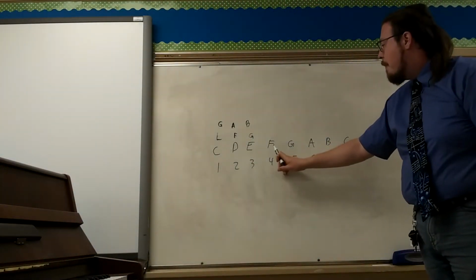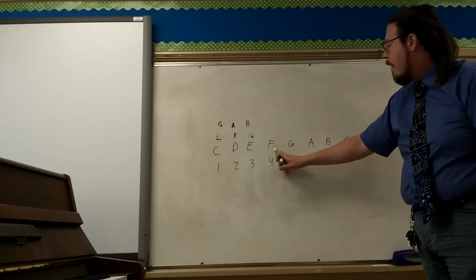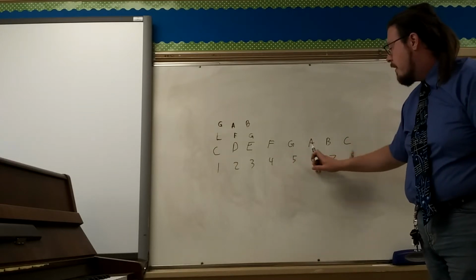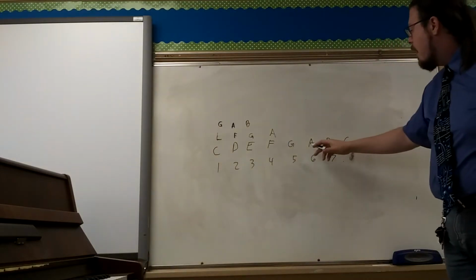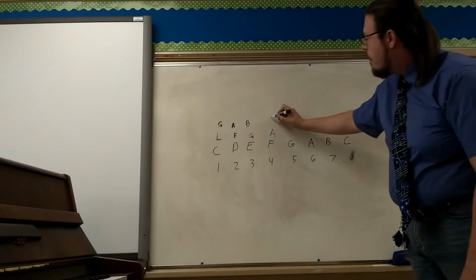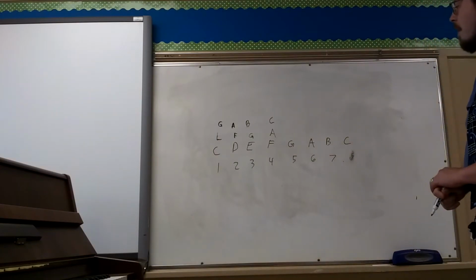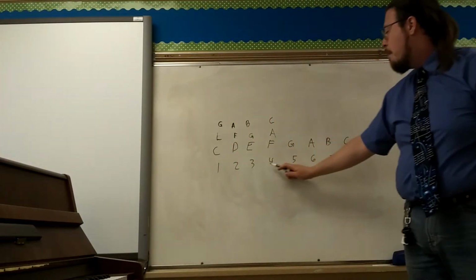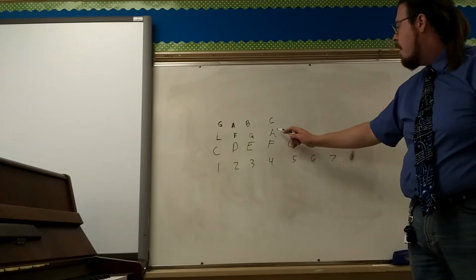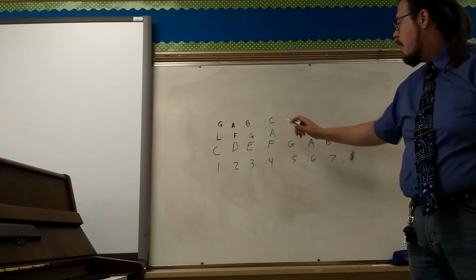All right. Now my 4 chord. I have F. I skip a note and I have A. I skip another note and I have C. In the key, in the scale of C, my 4 chord is F, A, and C.